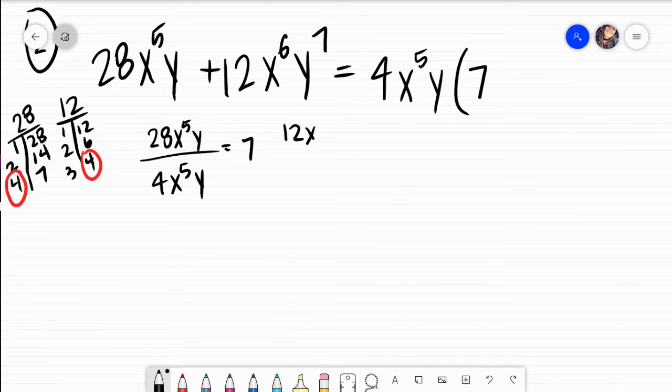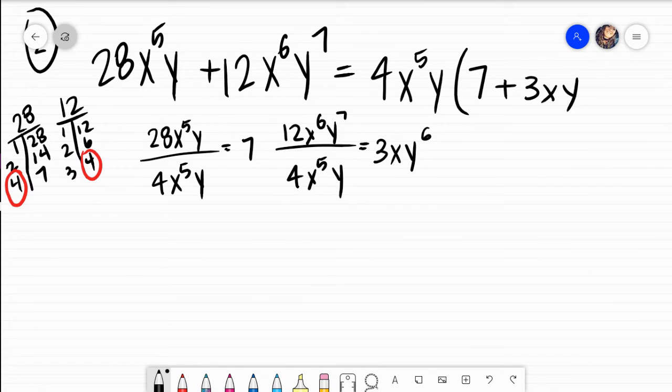Now if we do 12x to the 6th y to the 7th, divided by 4x to the 5th y, 12 divided by 4 is 3. X to the 6th divided by x to the 5th. Exponent rule says keep and subtract your exponents. You get x to the 1st. And we do y to the 7th divided by y. Y to the 7th divided by y is keep and subtract. And because the 12 and the 4 are positive, my 3 is positive. That ends up being the final answer.